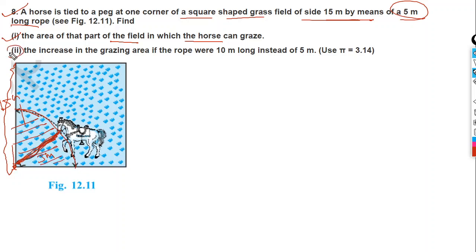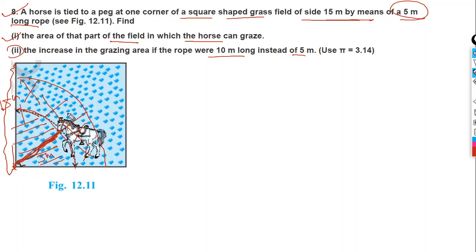Okay, part (ii). The increase in the grazing area, if the rope were 10 meter long instead of 5 meter. It is saying the rope was 5 meter, now suppose the rope were 10 meter, like this. Now we have increased the length of the rope, then the grazing area will also be increased. The increased area will be this one, the area I am crossing. So we have to find the increased area.